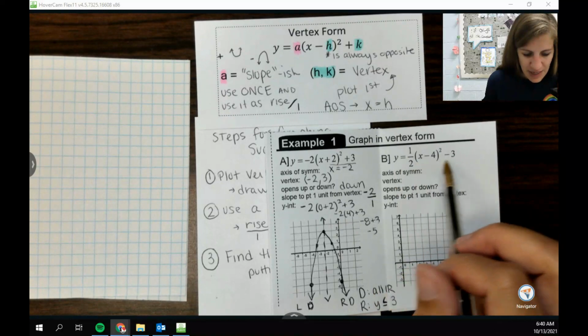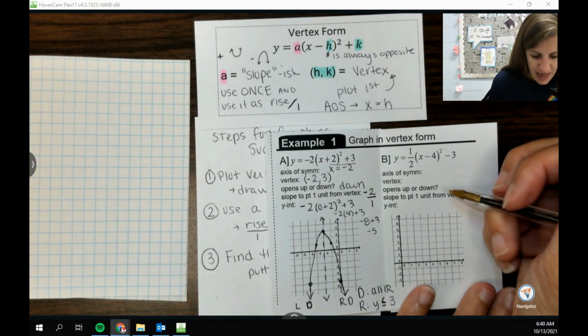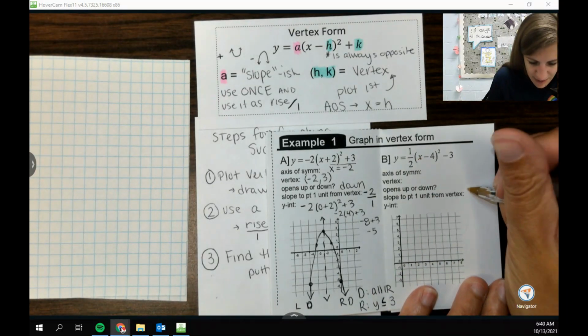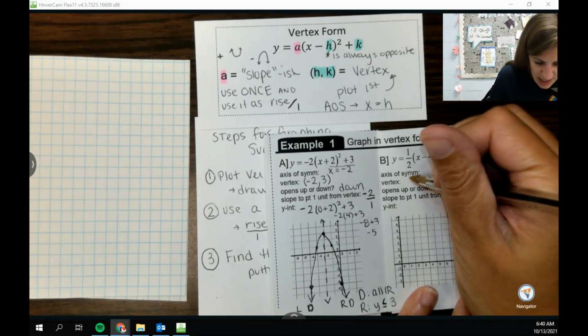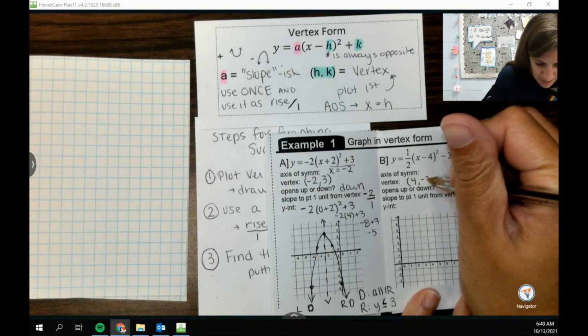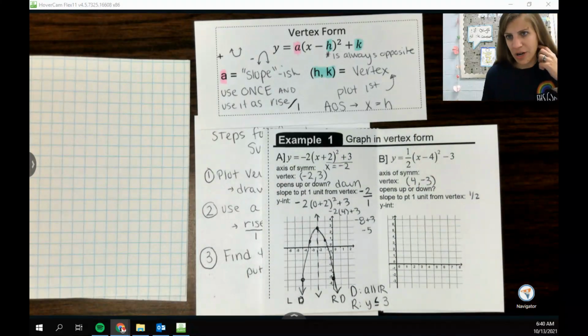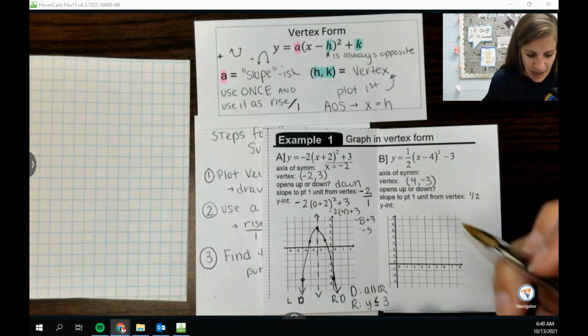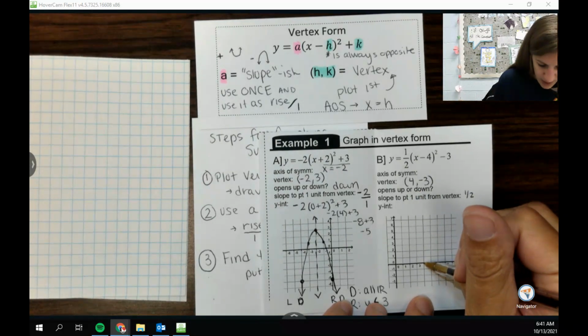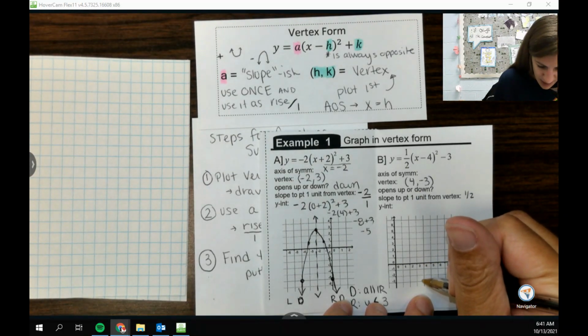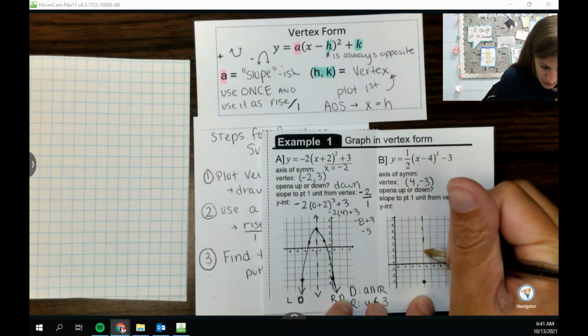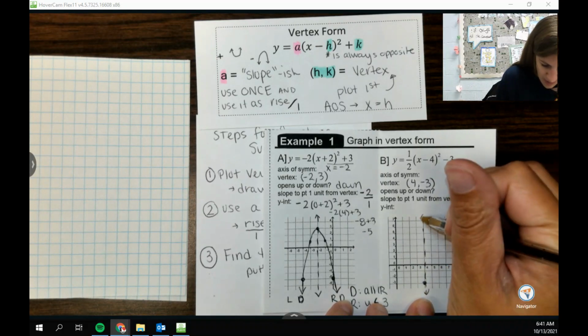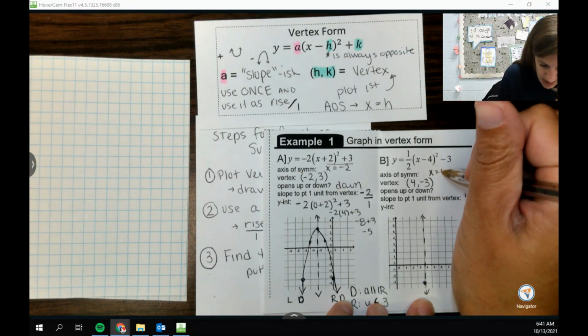Okay, let's try another. So looking at my equation right here, I notice that my slope is 1/2 and my vertex is at 4 comma -3. So I'm going to start graphing right now. Usually that's all I need to feel pretty good about going to a graph. So I'm going to plot my vertex at 4, -3 and draw my line of symmetry, which reminds me, my line of symmetry is at x = 4.